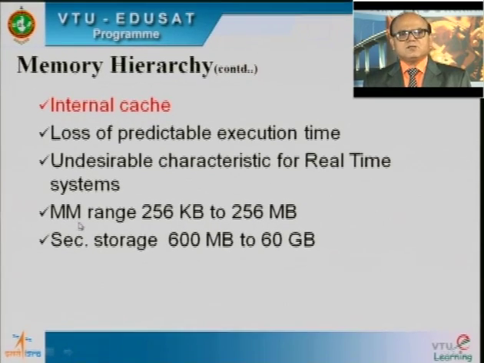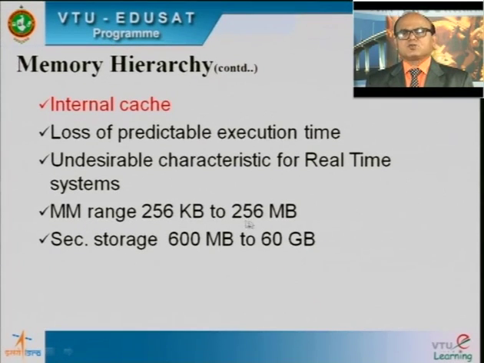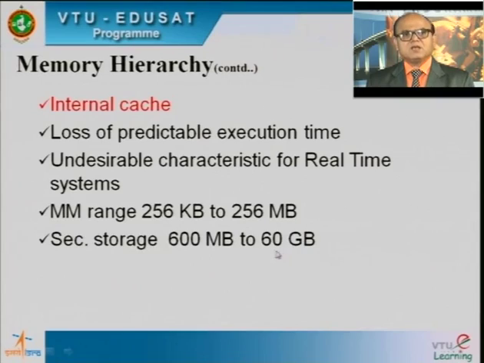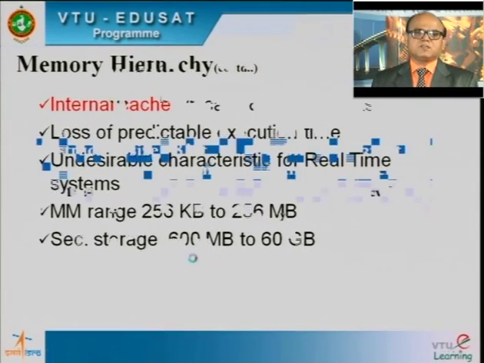Regarding the total size of the memory available, main memory will range from a few KBs or a few hundred KBs to a few hundred MBs, for example typically 256 KB to 256 MB, while secondary storage, wherever used, may vary from 600 MB to 60 GB. So this is typically the size of the main or secondary memory connected to embedded systems.